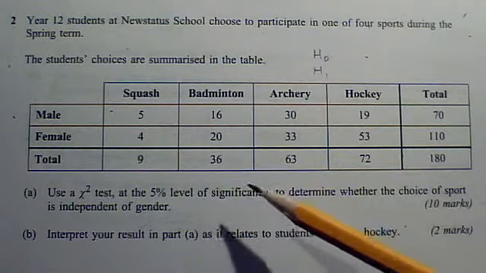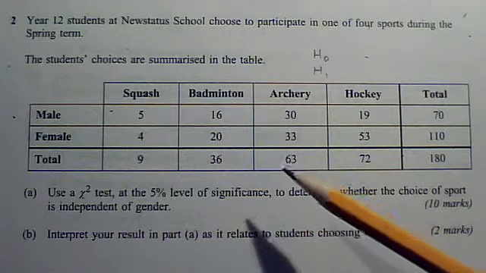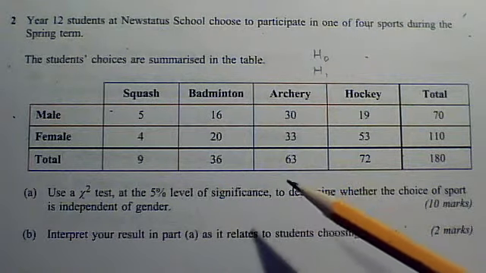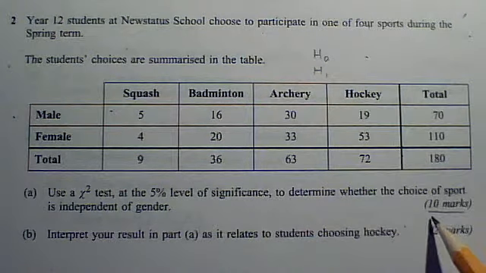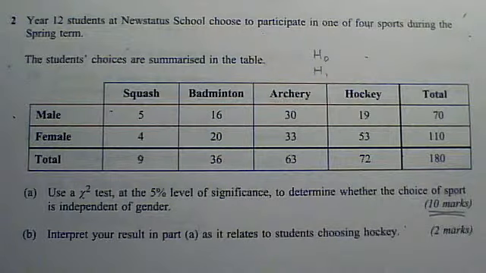Calculate your expected frequencies, calculate your chi-squared statistic, look up the critical value, and so on. It's all routine. It is worth 10 marks, which is quite a high whack of marks for a contingency table. So maybe this is going to be one of the cases where one of the two complications arises.